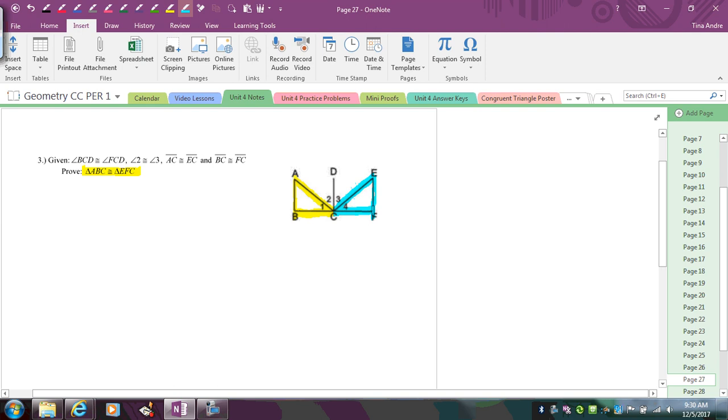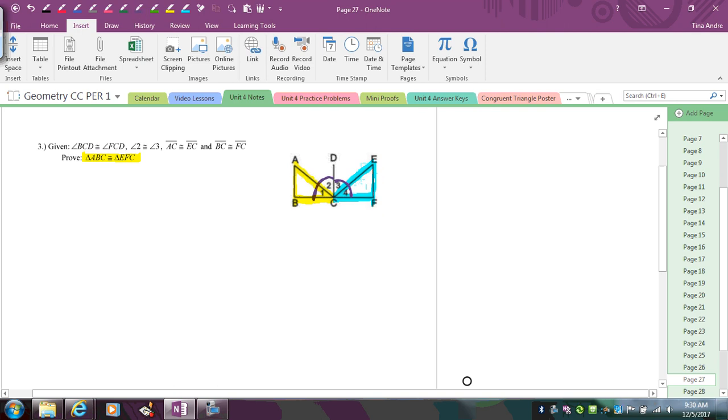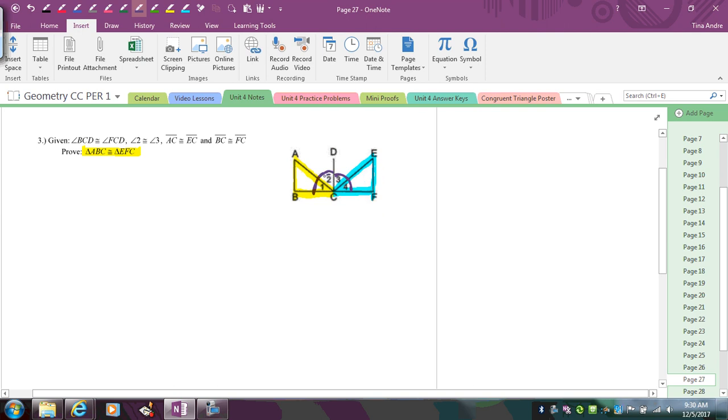And then let's go ahead and mark what they give us. So they're giving us angle BCD. So this entire angle is congruent to FCD. So this entire angle over here. They tell us angles 2 and 3 are congruent. And then AC is congruent to EC, and BC is congruent to FC.